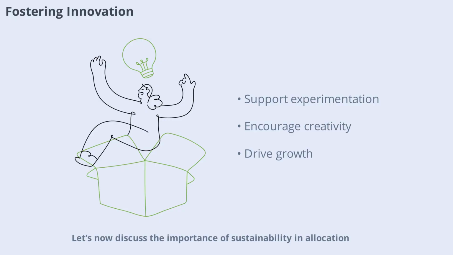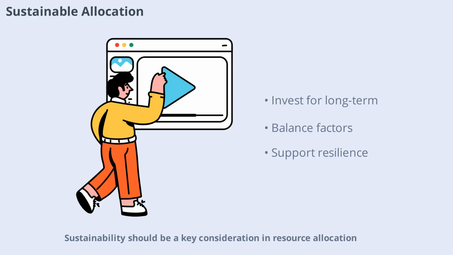Let's now discuss the importance of sustainability in allocation. Sustainability should be a key consideration in resource allocation. This means investing in projects that deliver long-term value without depleting resources or harming the environment. Sustainable allocation supports organizational resilience and reputation. By balancing economic, social, and environmental factors, you can create lasting impact.